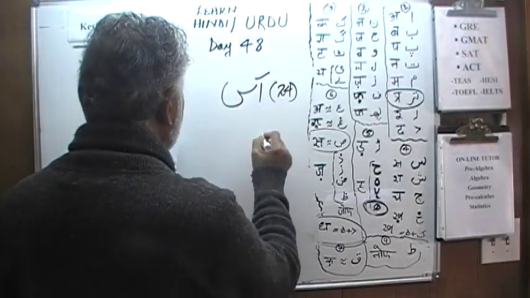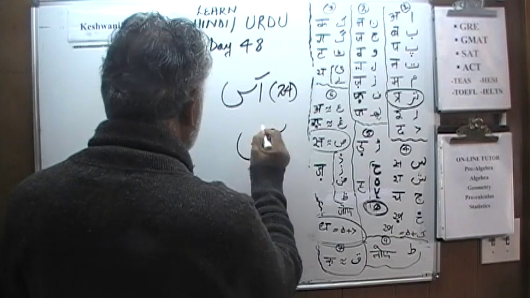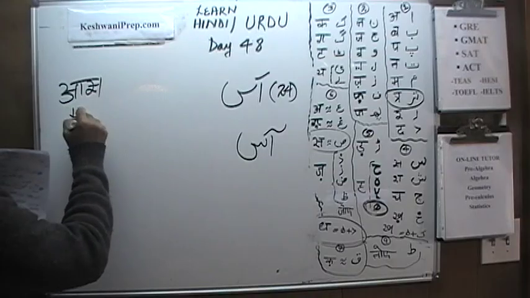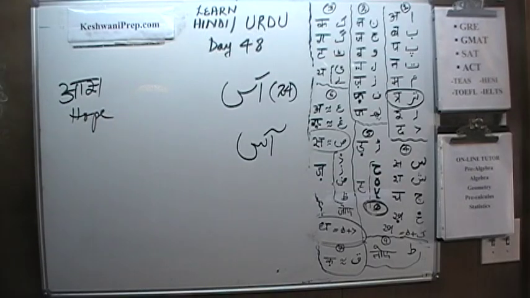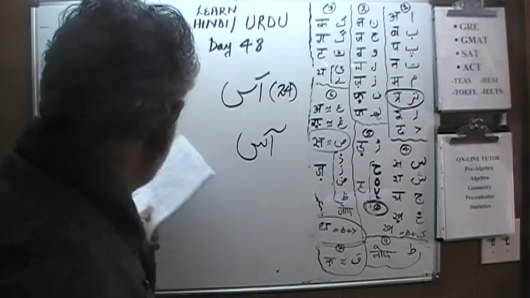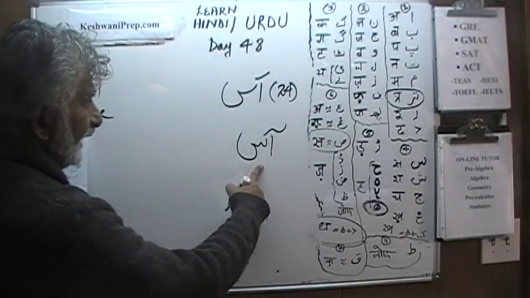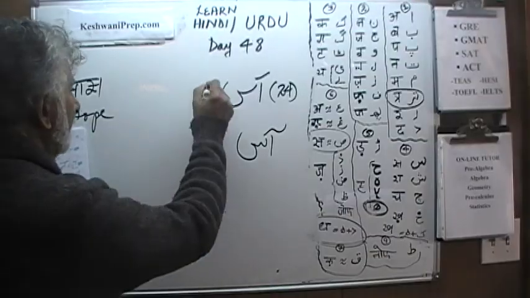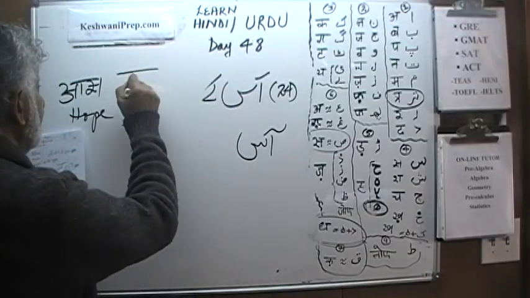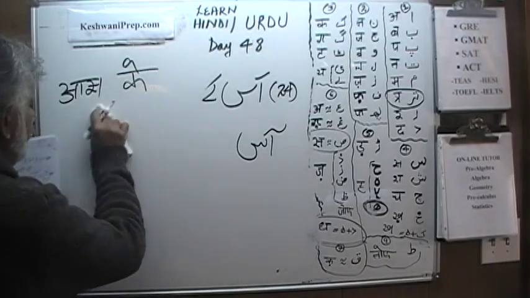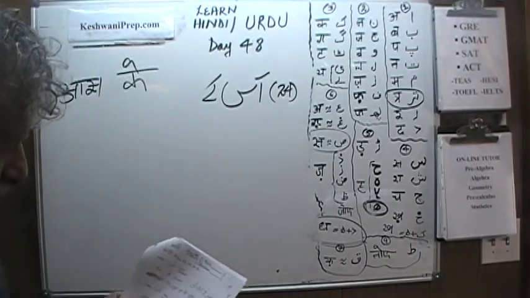As. This is a and so. As means hope. As means hope. Arzu, desire, expectation. That's what ars means. Ars means hope or expectation. Ars, you can write ars like this, or you can write ars like that. Ars ke. And the next word is the vocab word. Let's learn it together.